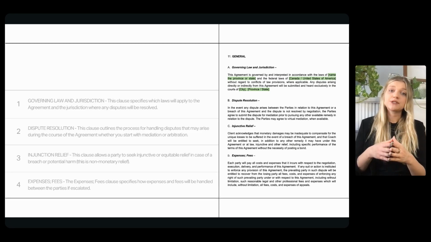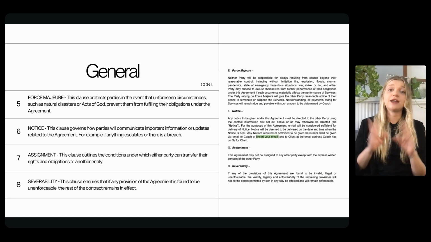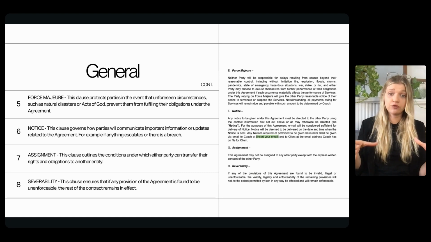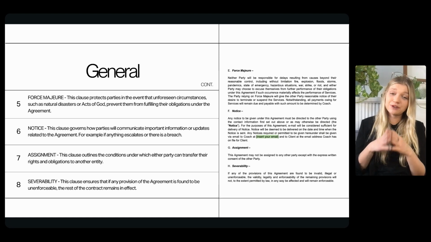Force majeure protects parties in the events of an act of God. For example, when the world shuts down because of COVID and you need to terminate your contract, this specific and very special clause will allow you to do so without any consequences.